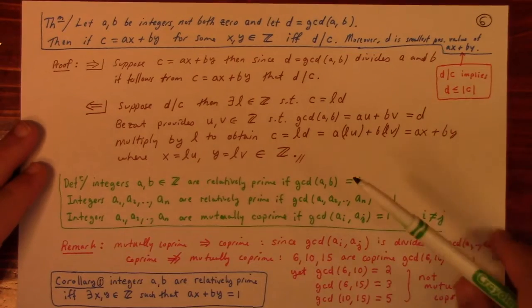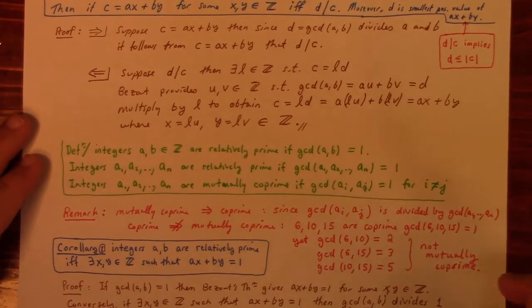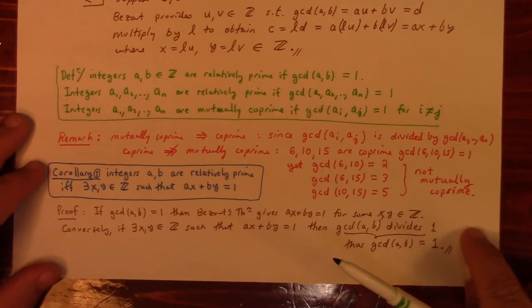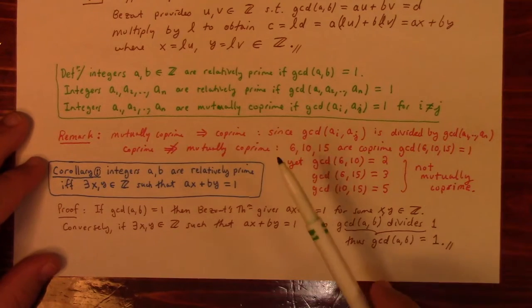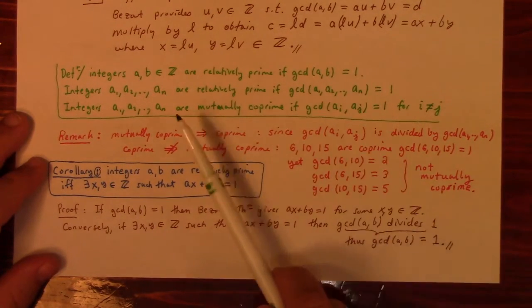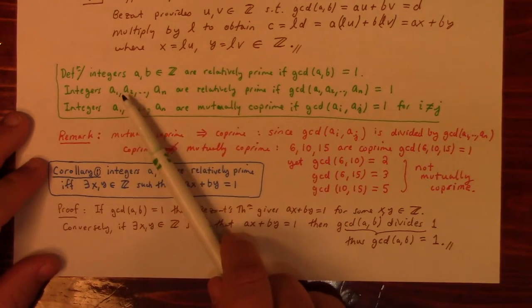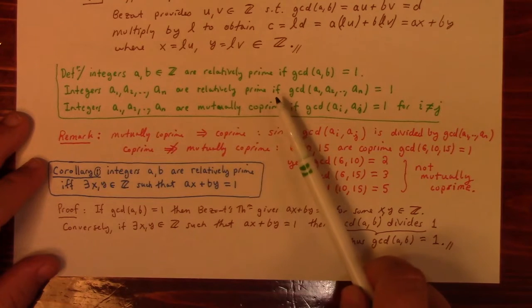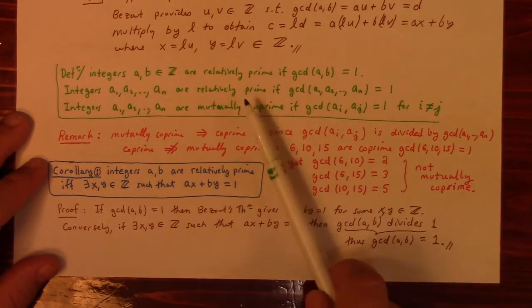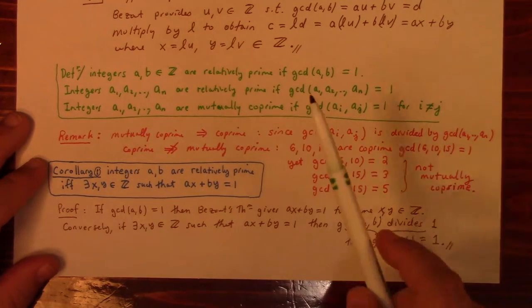I did introduce coprime in the previous lecture. Let me just define it again because it's an important definition to have stated. Integers a and b are relatively prime if the GCD of a and b is 1. If you have n integers, a1 through an, these are relatively prime if the GCD of a1, a2, through an is 1. Relatively prime in both contexts is sometimes replaced with coprime, okay?